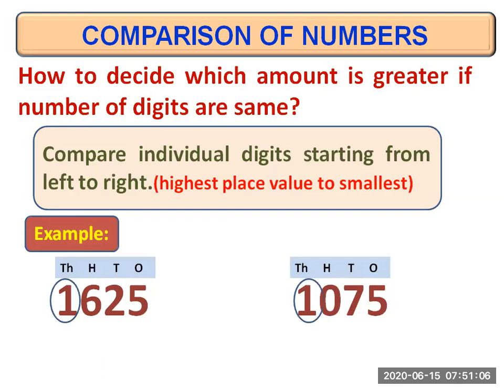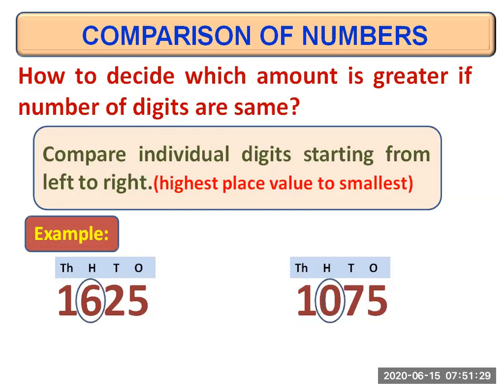So comparing thousands, we see both the numbers have 1 at the thousands place. Both are equal. Okay, not a big deal. Had it been different, though, the bigger the digit at the thousands place, the bigger the number would be. But as both are the same, we'll go towards hundreds.